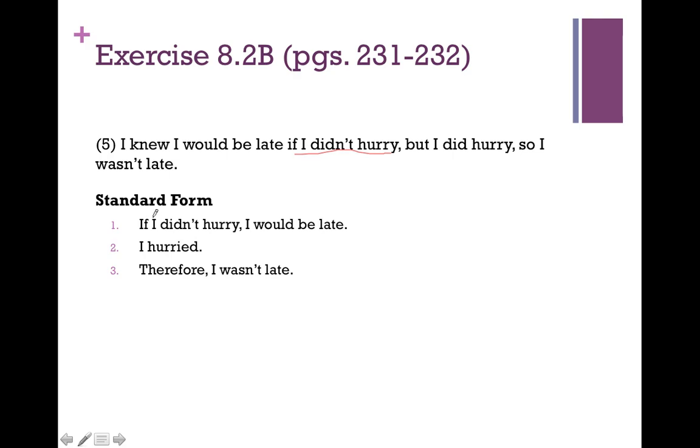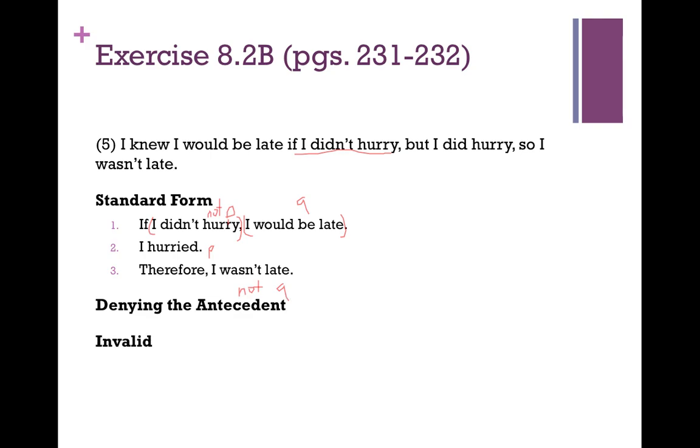Now notice what's going on here. I didn't hurry. This is going to be basically not P. And this right here, I would be late, that is the world's worst P. I would be late, this is going to be Q. I hurried, well, that's going to be P. And this is going to be not Q. Now notice what the form of this argument is. It's saying if not P, then Q; P, therefore Q. And this is what we call denying the antecedent.